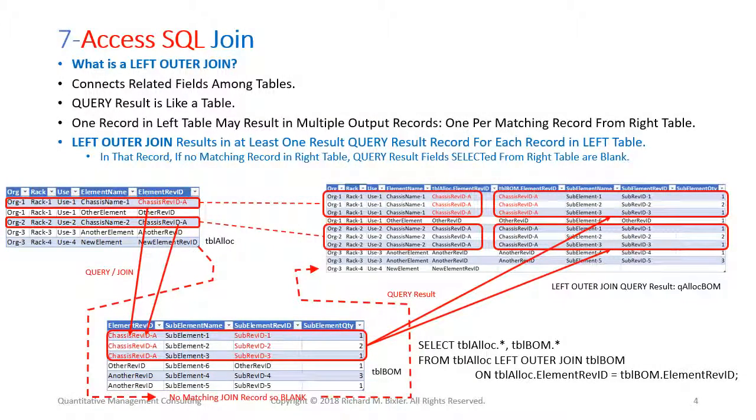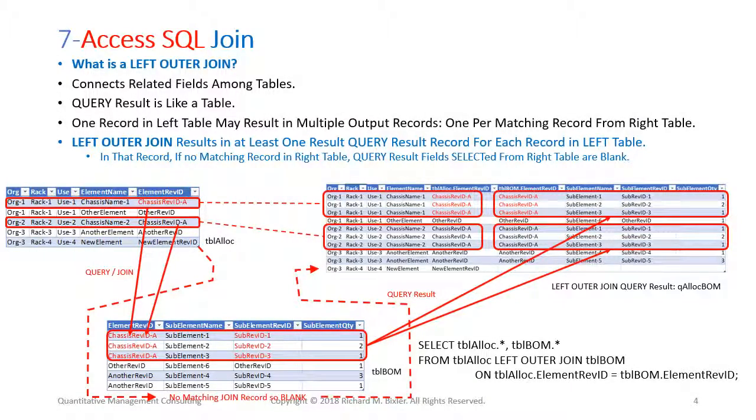For the second record in table alloc, the element rev ID value other rev ID matches 1 record in table BOM, so the query result contains 1 more record containing all the fields from the table alloc record and all the fields of the matching other rev ID record in table BOM. The third table alloc record again matches the same 3 chassis rev ID-A records in table BOM, so the query result contains 3 more records, each with the field values from that third table alloc record and the matching field values for chassis rev ID-A in table BOM.